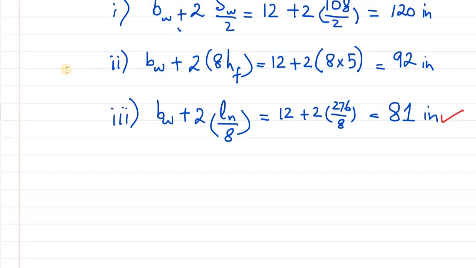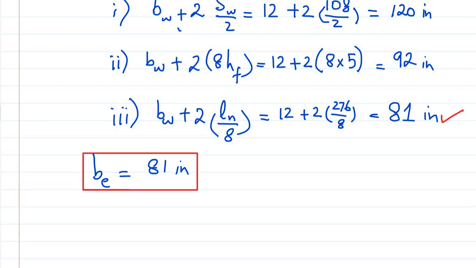For all other calculations that we are going to see in future, we are going to use BE equal to 81 inch. So BE is 81 inch, and the first part of the problem is done.